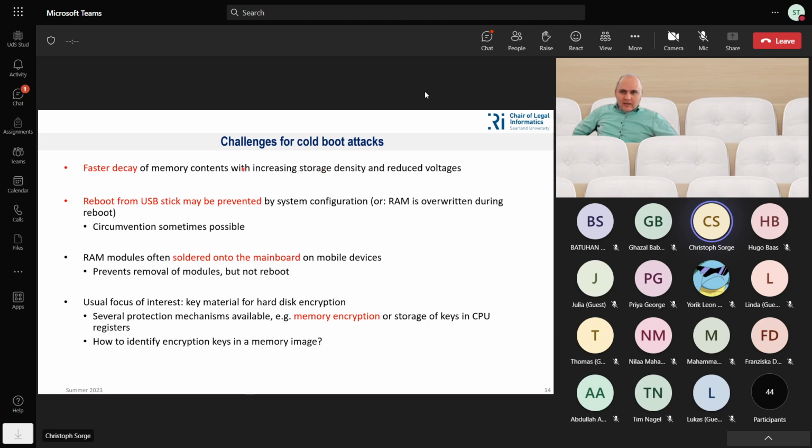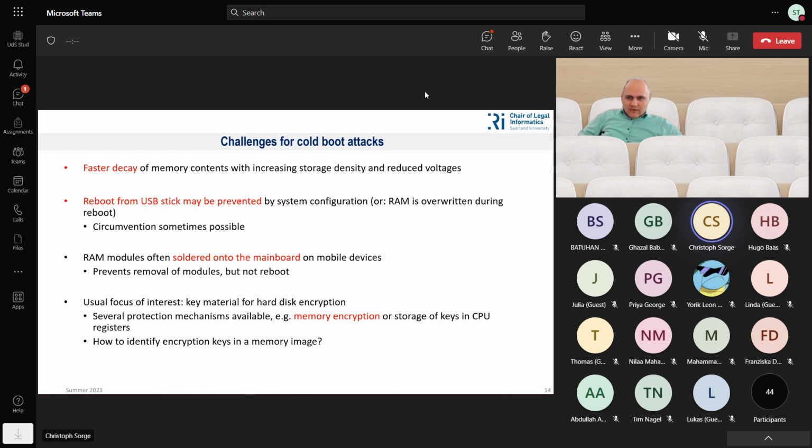Now, a challenge that has made it more difficult over time is that increasing storage density and reduced voltages mean that the memory contents decay faster than they used to. In the original paper on cold boot attacks, which was, I think, 15, maybe 18 years ago, they managed to preserve data in some cases for a couple of minutes. That is no longer doable right now, at least from my experience when we tried this at my chair. So the times were a lot shorter in recent years with current memory technology.